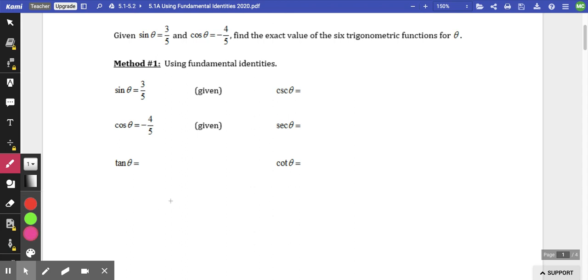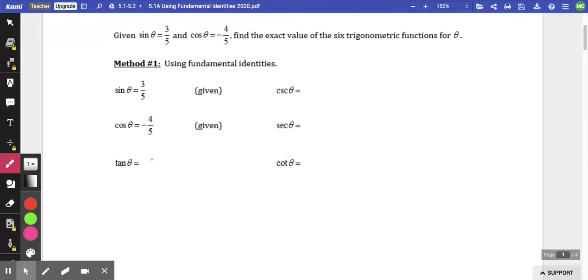Our first method for finding all of the exact values of the six trigonometric functions, given a couple of them, is to use fundamental identities. So for this, we have to remember how to express the others. My given information on this one is that sine of theta is 3/5 and cosine of theta is negative 4/5. So I'm going to be using strictly that information.